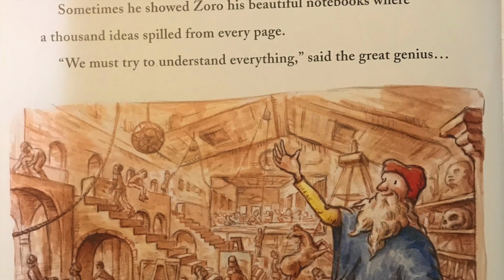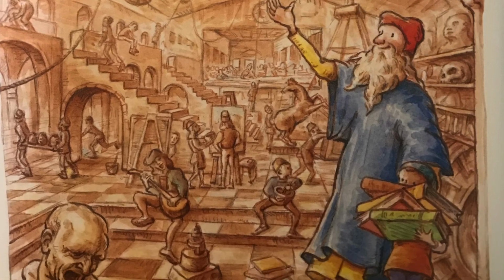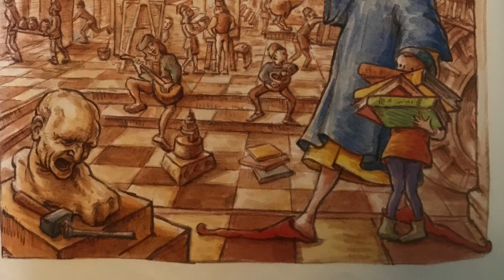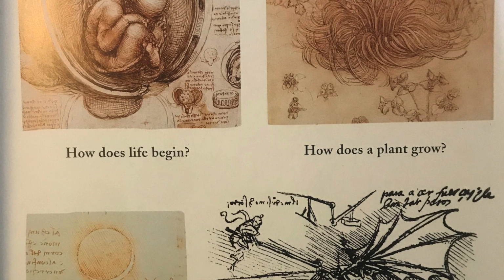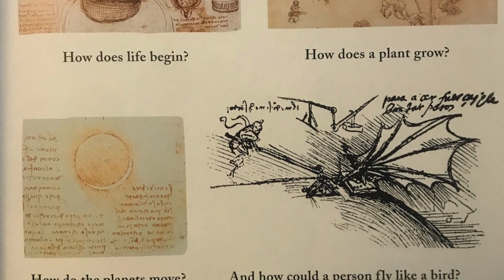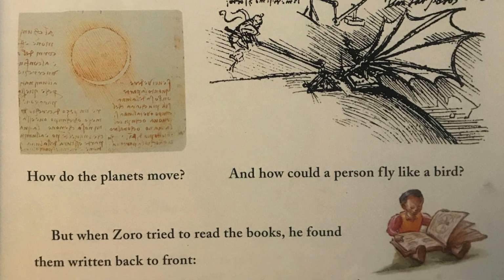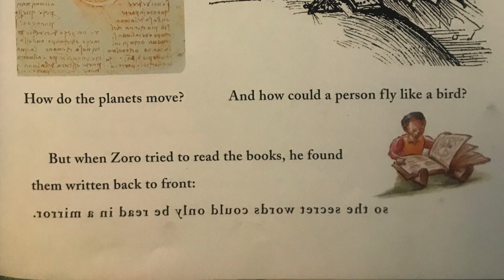Anything seemed possible in Leonardo's busy studio. He was a painter, a sculptor, a musician, and a scientist. Sometimes he showed Zorro his beautiful notebooks where 1,000 ideas spilled from every page. "We must try to understand everything," said the great genius. "How does life begin? How does a plant grow? How do planets move? And how could a person fly like a bird?" But when Zorro tried to read the books, he found them written back to front. So the secret words could only be read in a mirror.